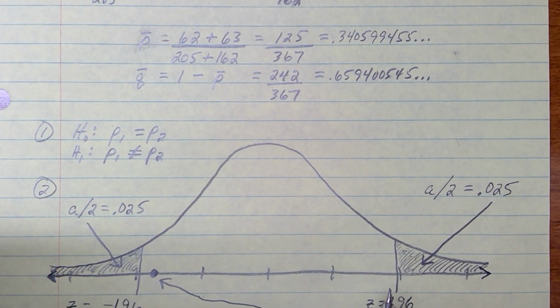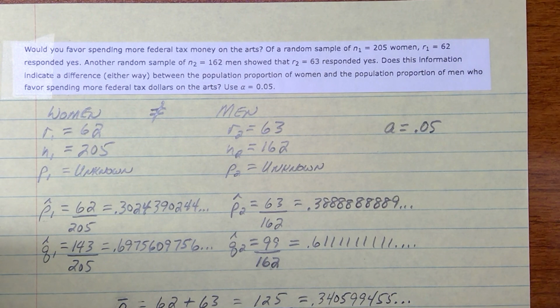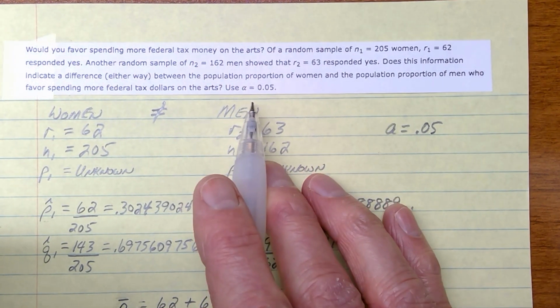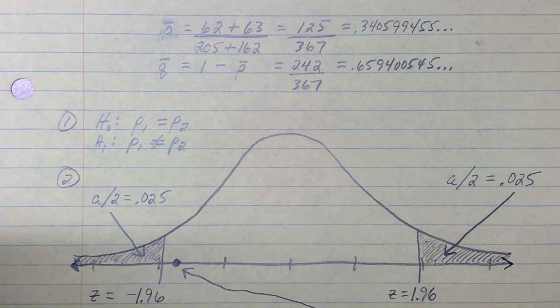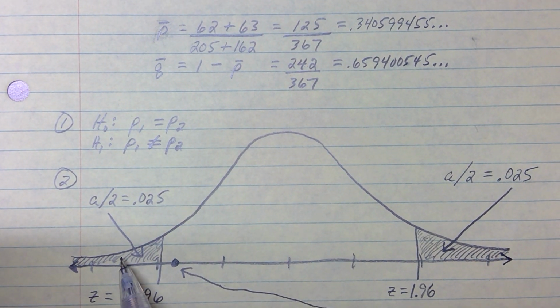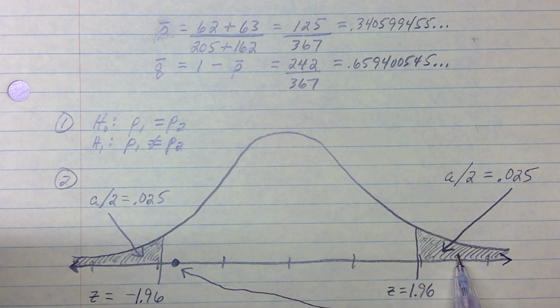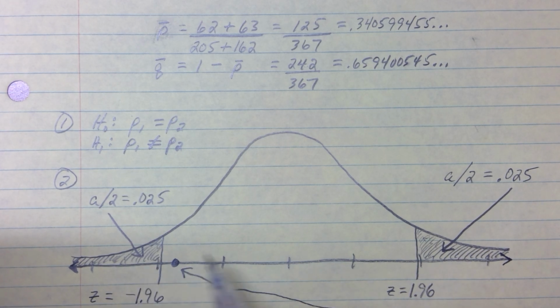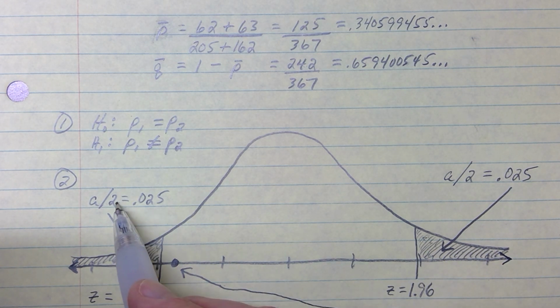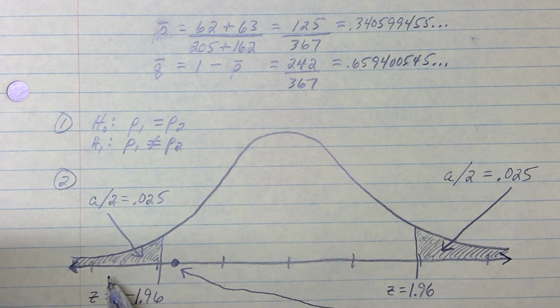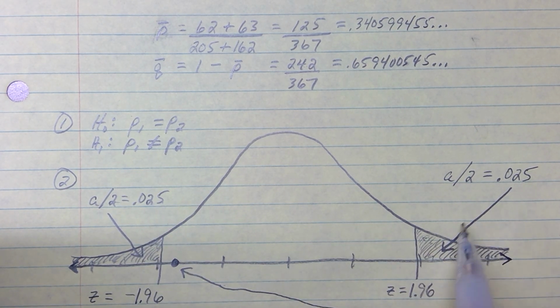So let's draw our picture. Now remember, it's still 5% alpha. Alpha is 5%. Level of significance is 5%. That means I need 5% of the curve shaded. This is called our rejection region. Now I can't put 5% here and 5% here because that would shade 10% of the curve. That's too much. So I've got to take that 5% and divide it by 2. I've got to split it in half so that I have 2.5% here and 2.5% here.